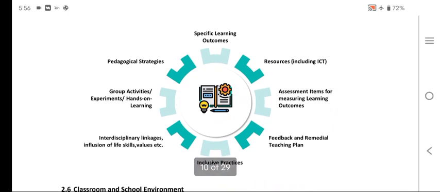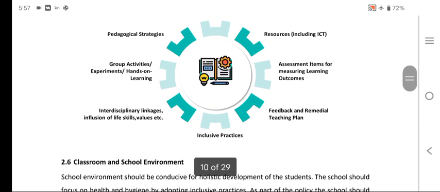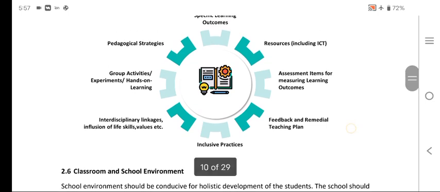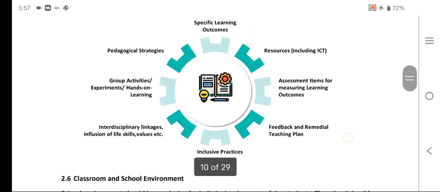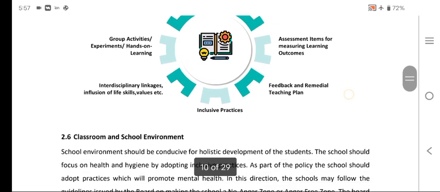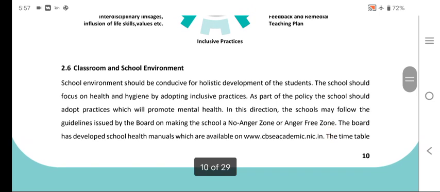The specific learning outcome. At the end there will be a specific learning outcome, but what are the resources you need, that is ICT resources. You can include assessment items measuring the learning outcomes, feedback and remedial teaching plan, and inclusive practices, interdisciplinary linkage, that is life skills, values, group activities, experiments, hands-on learning, pedagogical practices, and then comes the specific learning outcomes. So classroom and school environment, very important.